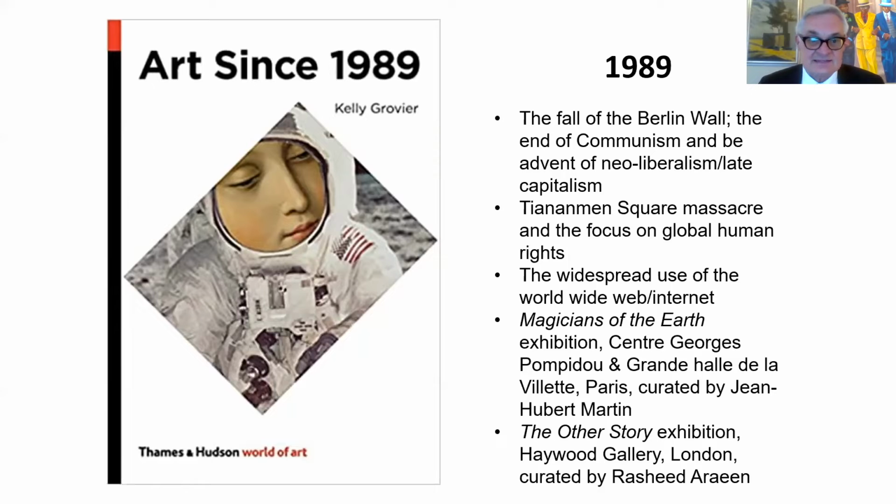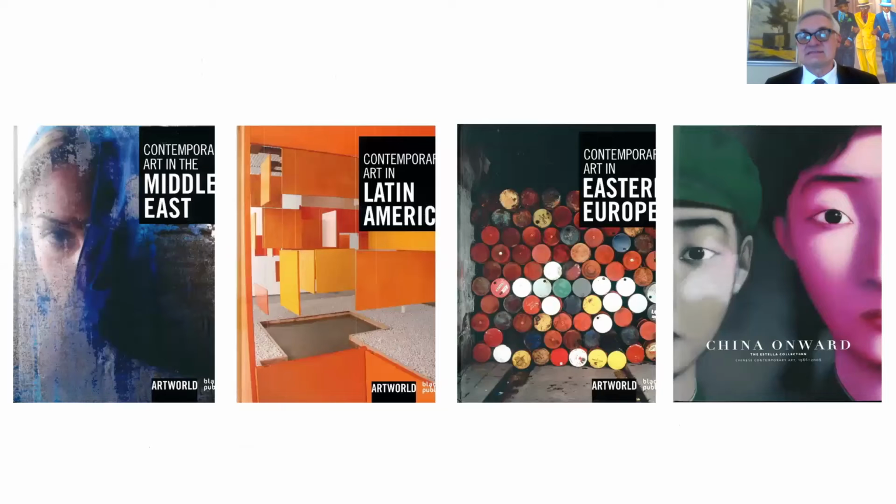And then for us as artists or people in the art world, two major exhibitions. The first one in Paris, Magicians of the Earth, and in London, The Other Story. These two exhibitions drew attention specifically to the lack of inclusion of contemporary African artists in major exhibitions or biennales and the like, and they proposed alternatives. And since then, Arisha, if you can look at the next slide, there was a proliferation. It was actually a type of identity marker, if you like.